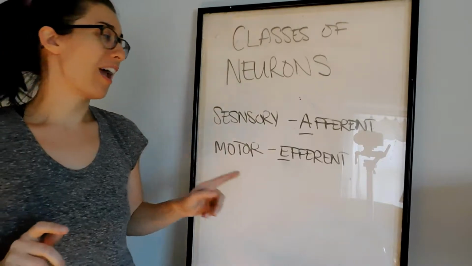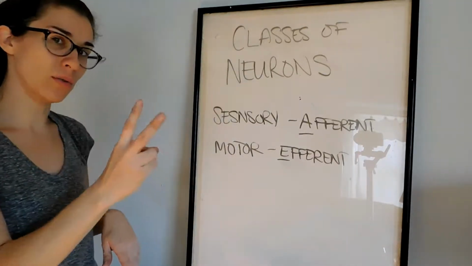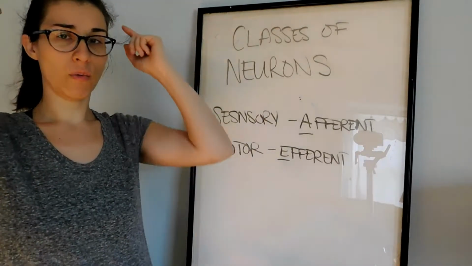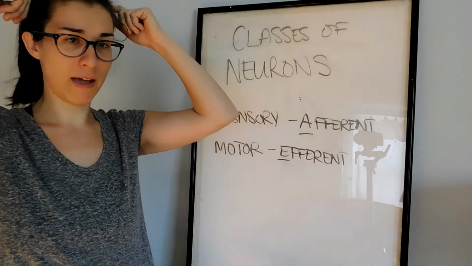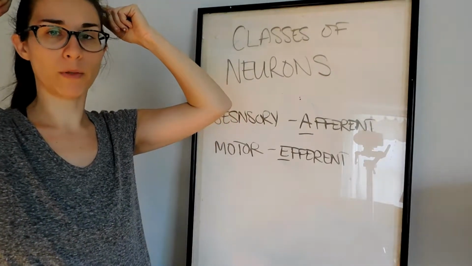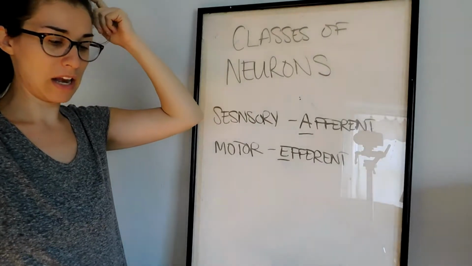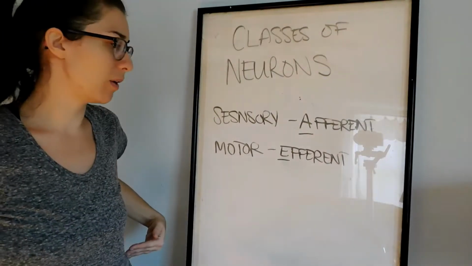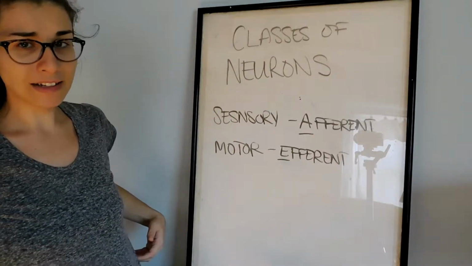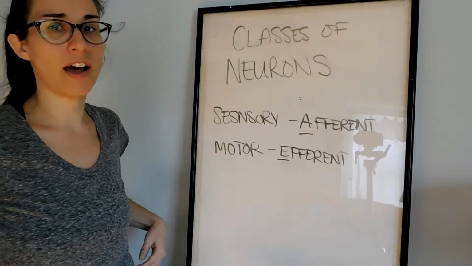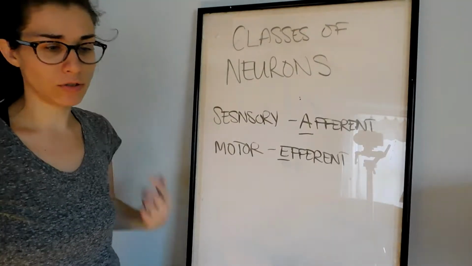With your motor or your efferent neurons, there are two neurons. One from the part of your brain that makes the decision to move a part of the body goes from the brain down the spinal cord to whatever point that extremity is at. And your second neuron is from that point of the spine out to the extremity.